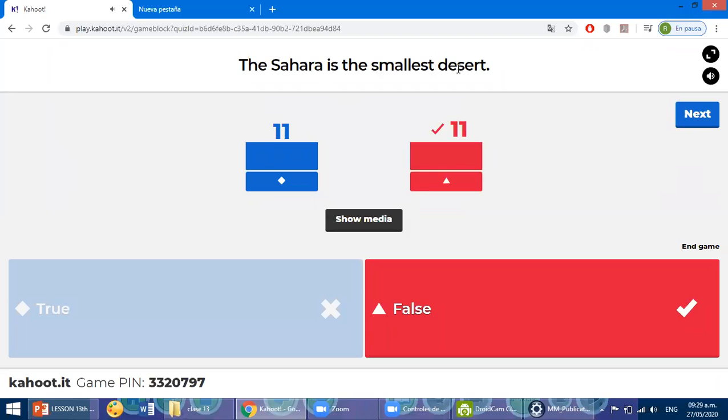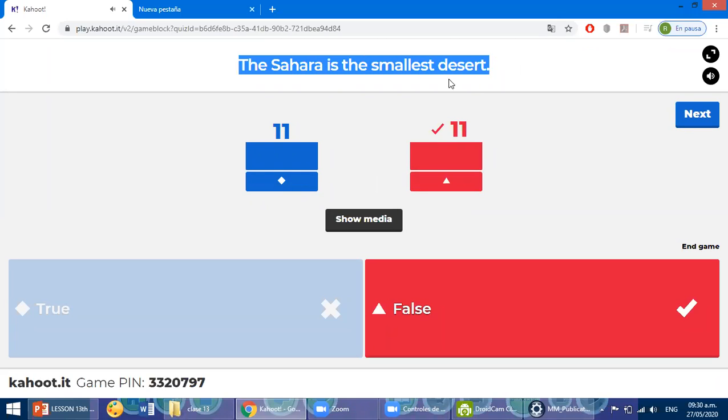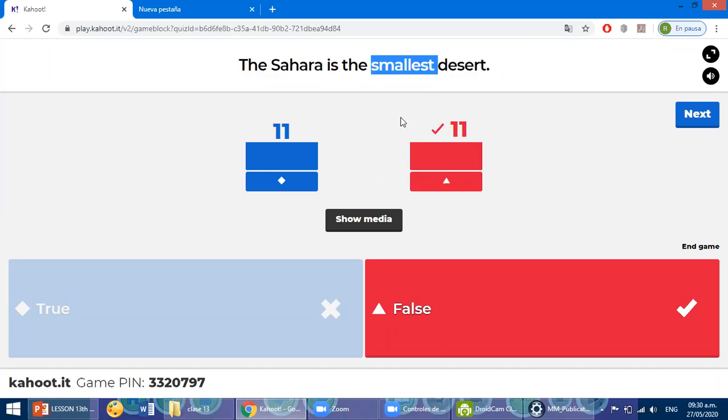The Sahara is the smallest desert, the same. You need to pay attention to the sentence. What says the sentence? Smallest. What is the smallest? El más pequeño. The smallest. Is it true? It's false. Read the sentence. It's important, this is very, very important. It's not like, Sahara is true. No, it's not. You need to read the sentence. Okay? Pay attention. Be careful with this.